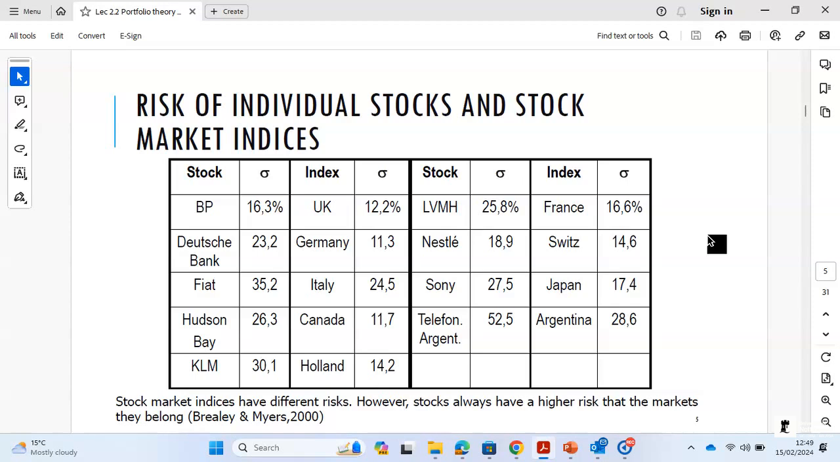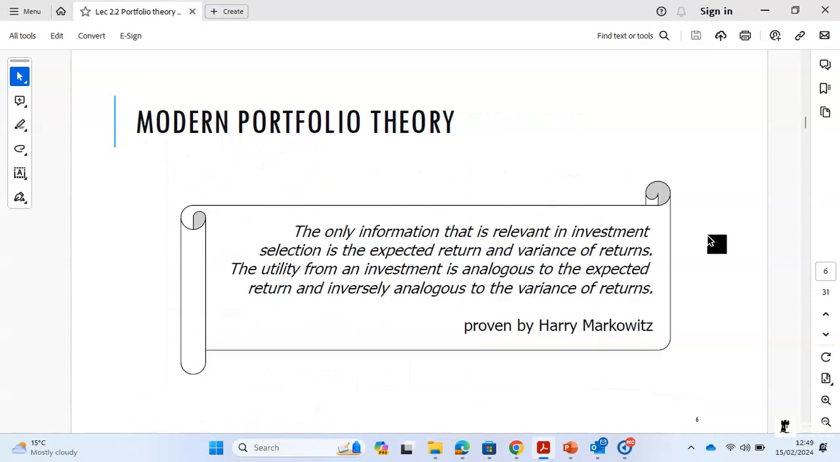So this highlights the importance of diversification and why we should always diversify. We should not put all of our money in one stock, all of our eggs in one basket, in case of investment, all of your money in one security or one type of asset. Okay.